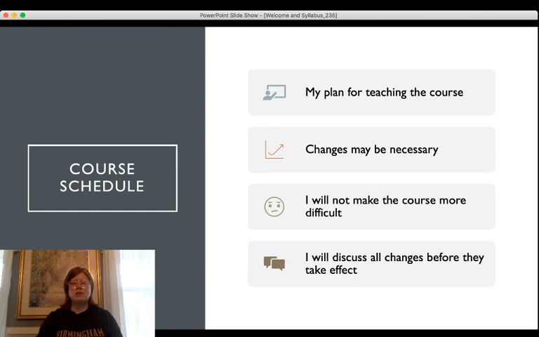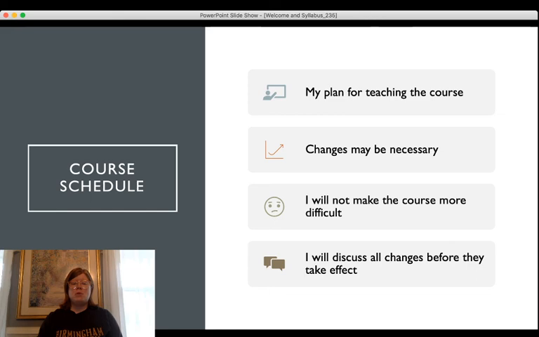The course schedule represents my plan for teaching the course. To the best of my knowledge, what's in the schedule is what I'm going to do. But you should be aware that changes to the course schedule may become necessary. We have no idea what's going to happen week by week. So if changes become necessary, I promise you the following things.